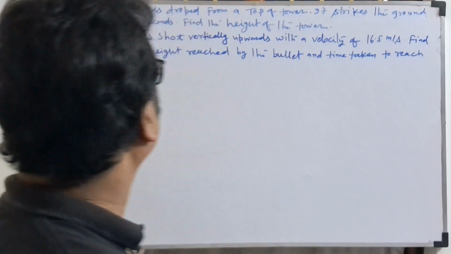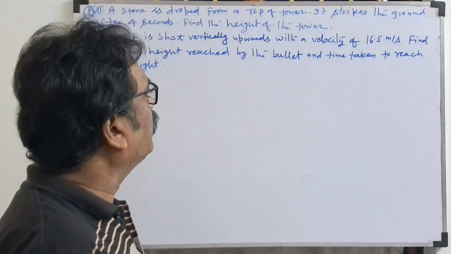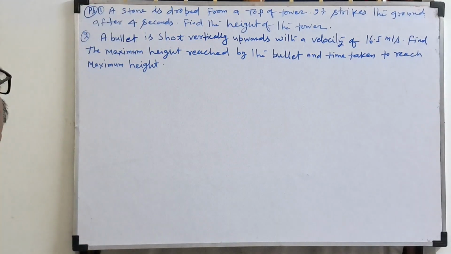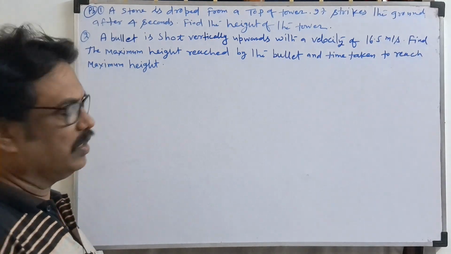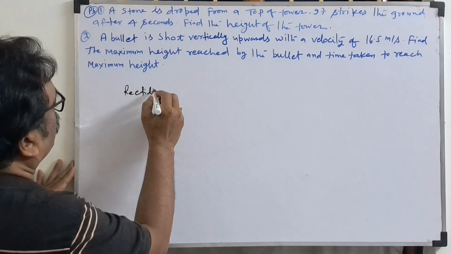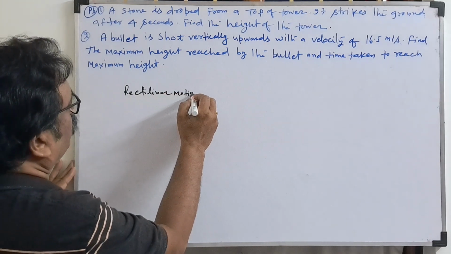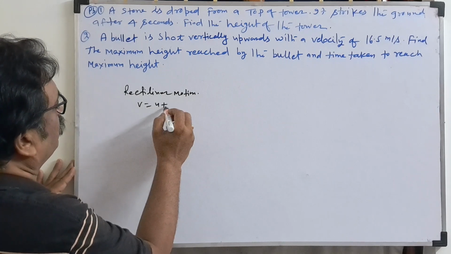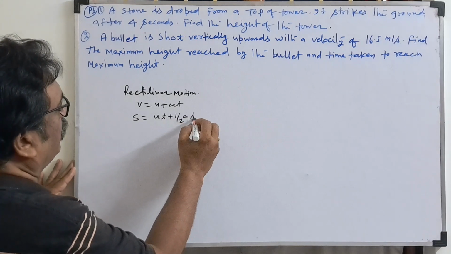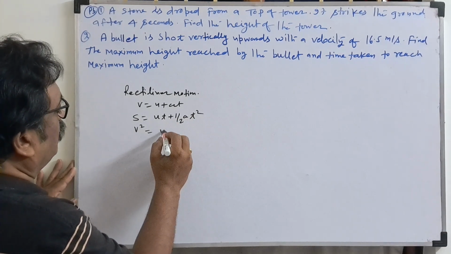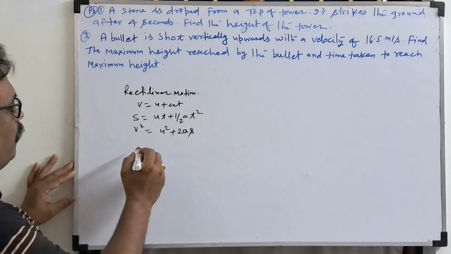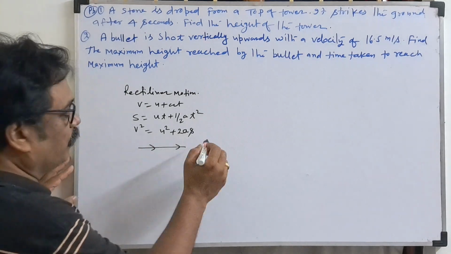Today I am going to discuss the rectilinear problem, towards gravity and against gravity, and how this will function. In the previous video we discussed rectilinear motion. What we have studied in rectilinear motion are three formulas: V is equal to U plus AT, S equal to UT plus half AT square, and V square is equal to U square plus 2AS. This is called rectilinear motion, when a body moves in a straight line direction.